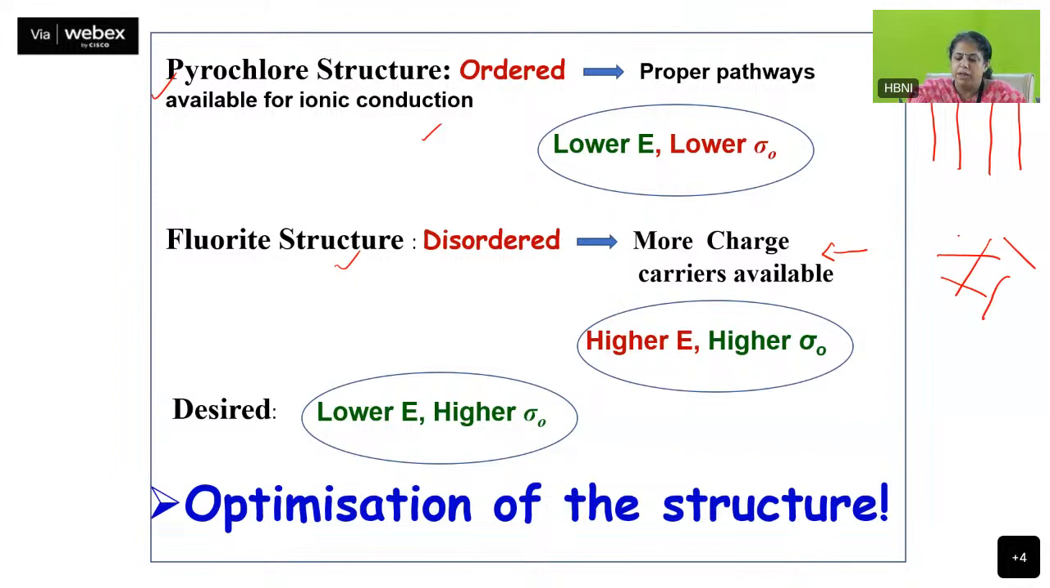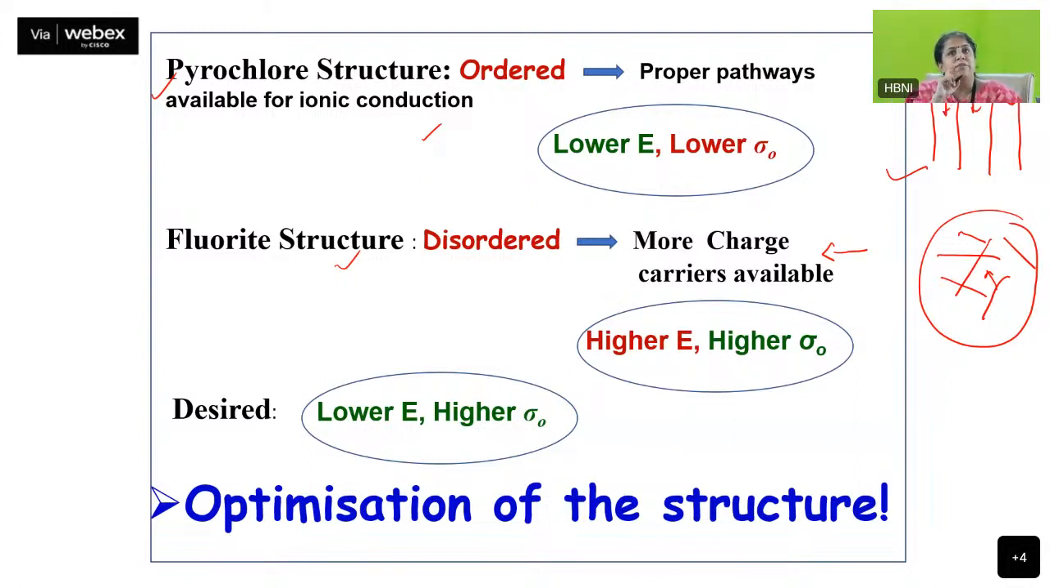Okay. Now here, since there is a disorder, almost all of them can move. So the number of charge carriers is more. But once they move, they will provide hindrance to each other's movement. There will not be any smooth mobility. But in case of pyrochlore, even though they are kind of fixed to their positions, they have very clear pathways wherein they can move. That is, the mobility is higher.